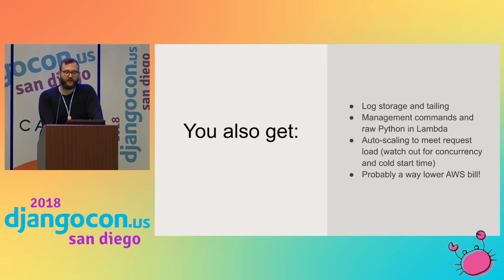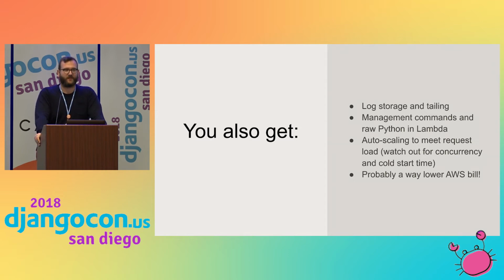And through this, you also get log storage and tailing, so you can see what's happening in your application in real time, as well as persist those logs for later use. You also get management commands and even the ability to run raw Python against your environment where the Lambda lives. And as you should know from Lambda, you get auto-scaling to meet your request load. Some points there, though, are to watch out for concurrency and cold start time.